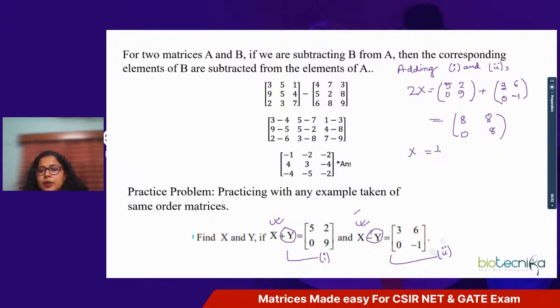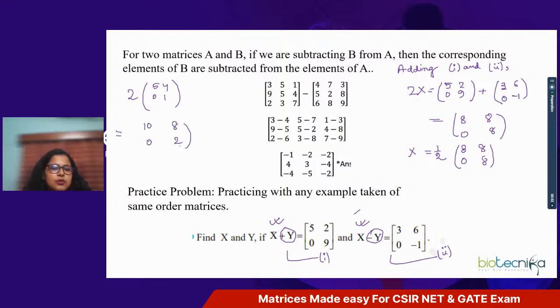Now x will be half of this. So here comes the concept of scalar multiplication of a matrix. We have to remember whenever a scalar term is multiplied with a matrix, it has to be multiplied with all the elements of the matrix. So say I am doing 2 multiplied with the matrix 5401. It means that 2 has to be multiplied with all the elements of this matrix. So it should be 10, 8, 0, 2.